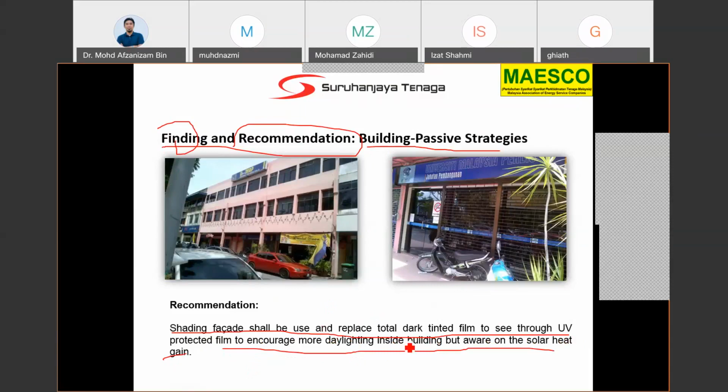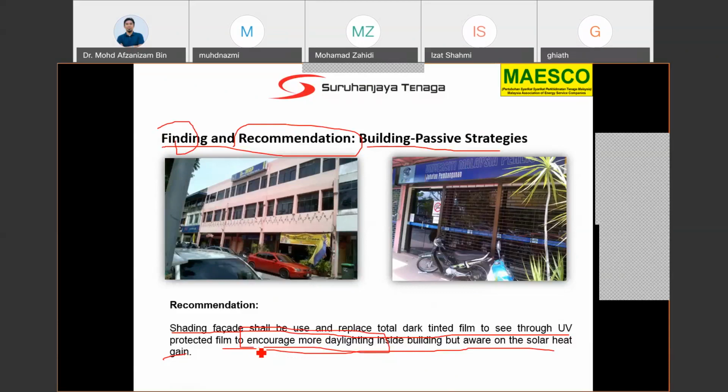I think this is the issue, because they try to use the dark tinted film and they need light. So shading the facade, okay, shading is to put some sort of blockage, not an opaque blockage, maybe a transparent one, that lets the light from the sun penetrate, to give natural lighting for that particular building or office. Okay, so to encourage more daylight inside the building.